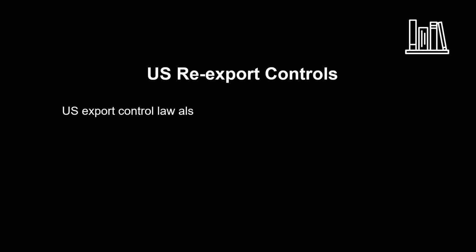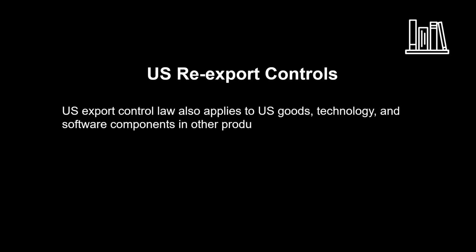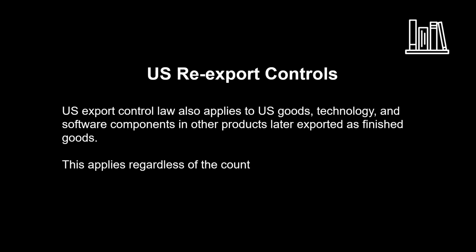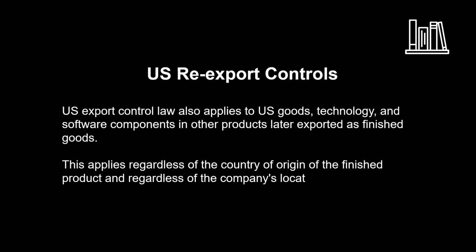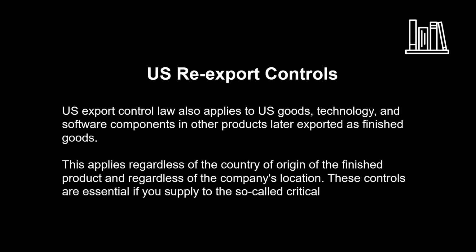We also need to cover some terminology. U.S. re-export controls. U.S. export control law also applies to U.S. goods, technology, and software components and other products later exported as finished goods. This applies regardless of the country of origin of the finished product and regardless of the company's location. These controls are essential if you supply to the so-called critical countries.